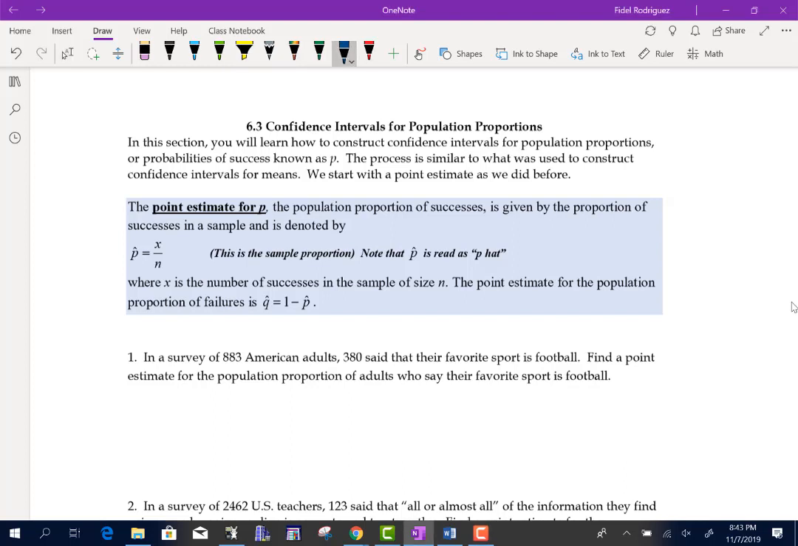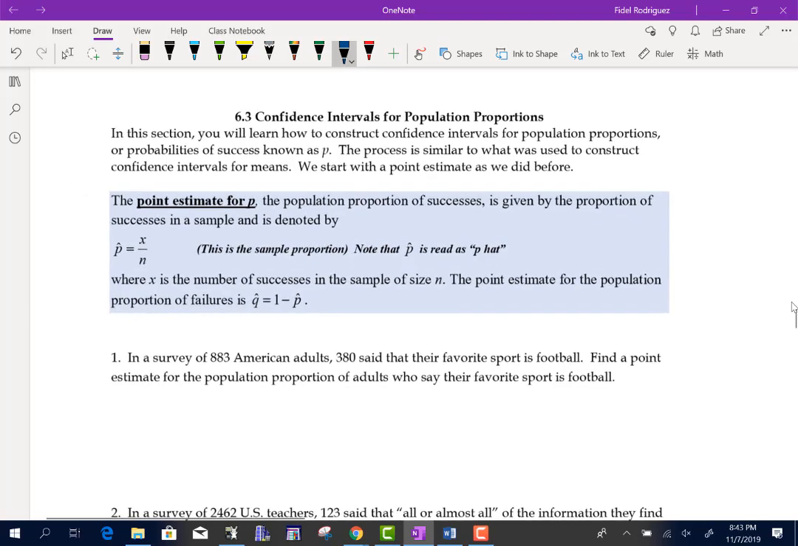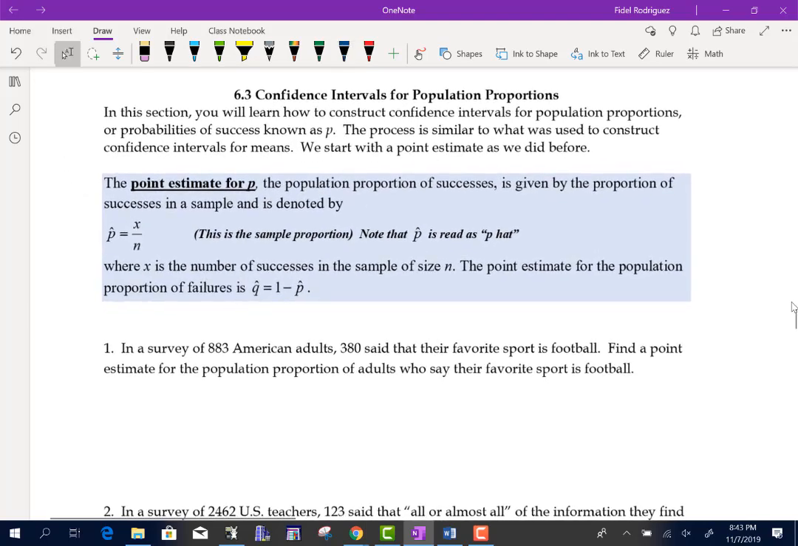All right, so guys, 6.3 is confidence intervals for population proportions. Okay. So if you take a look up here, it says, in this section, we're going to learn how to construct confidence intervals for population proportions or probabilities of success known as P. Okay. The process is similar to what we used to construct confidence intervals for the means, but we're going to start with something called the point estimate.